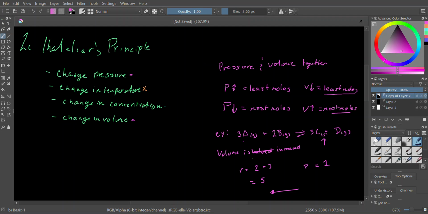And then if in this exact same question I were to ask what's happening to our pressure, since our volume is being increased, that would mean that our pressure is being decreased. And yeah, that's pretty much it for Le Chatelier's principle.